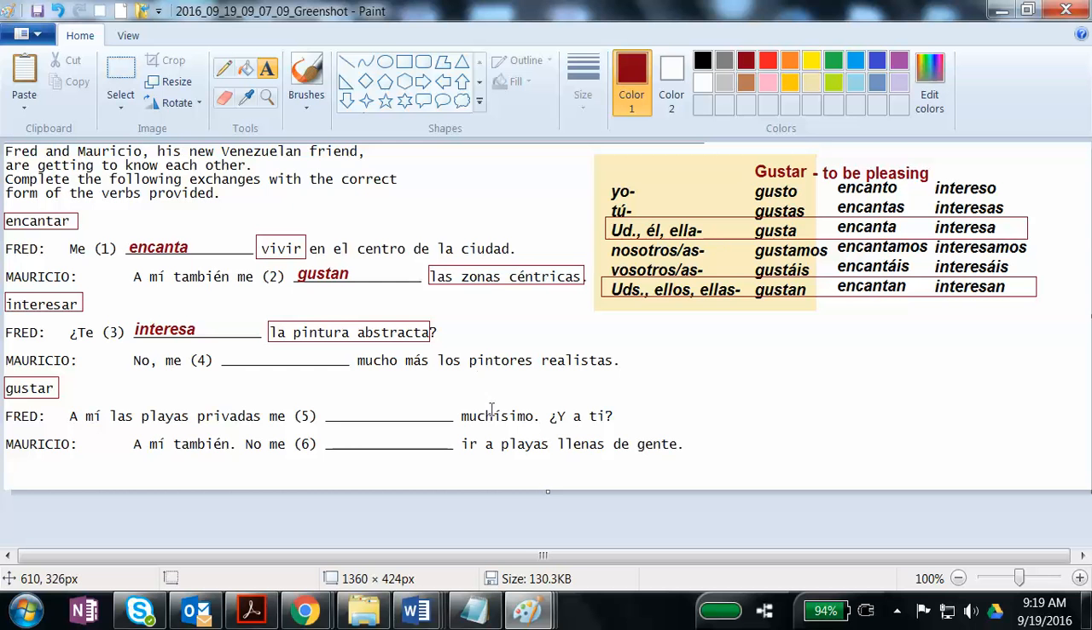No, me blank mucho las pintores realistas. So then you've got to look for the noun. These are not nouns. They just describe the noun, so you're still looking for the noun. The noun is pintores, so that's what you're conjugating for. And up here, it's that zonas. Céntricas y las are all words that modify zonas. So since pintores, that's what interests Mauricio, or does not interest Mauricio in this case, is plural, we're going to use interesan.